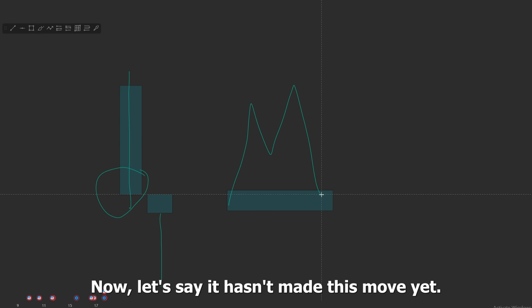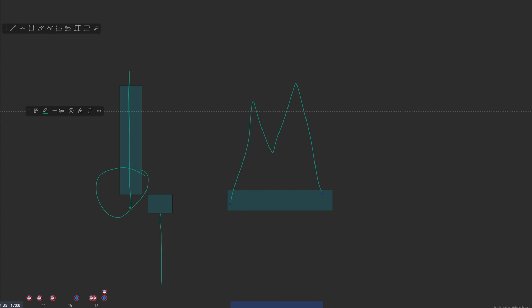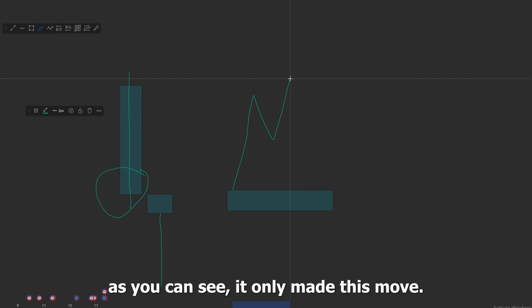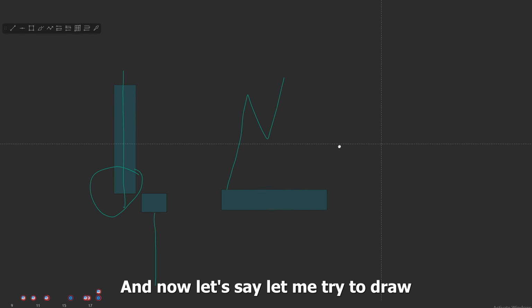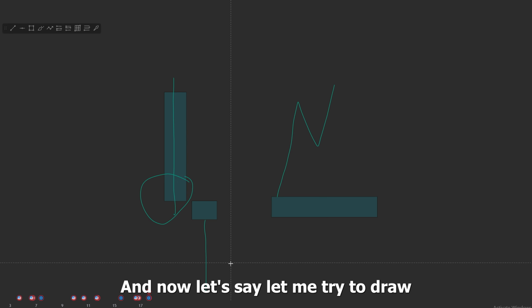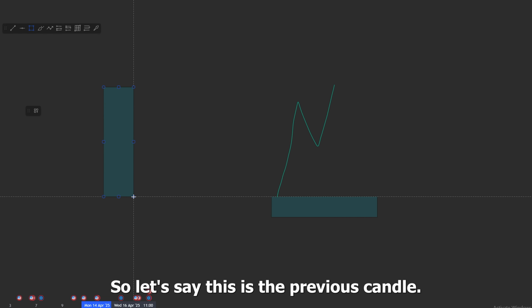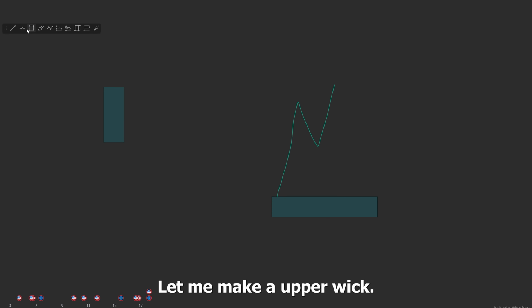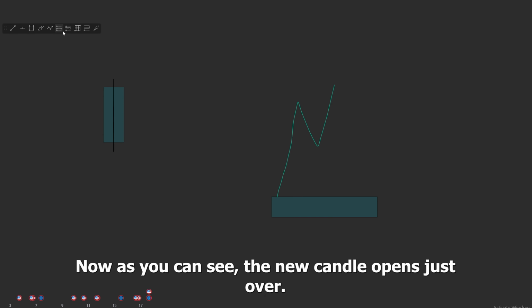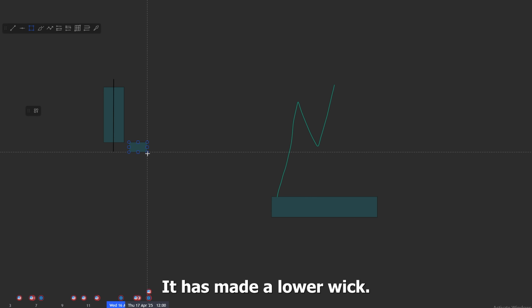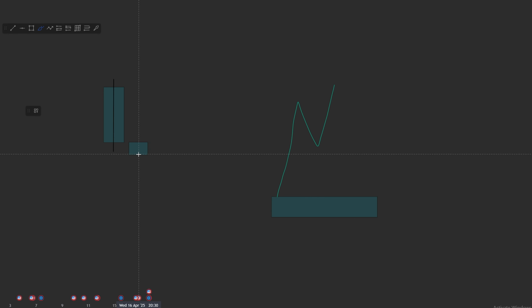Now let's say it hasn't made this move yet. It has only made this move. And now let's say, let me try to draw a weekly identical over here. So let's say this is the previous candle. Let me make an upper wick, lower wick, just like that. And now, as you can see, the new candle opens just over here. Now, what it has done, it has made a lower wick.